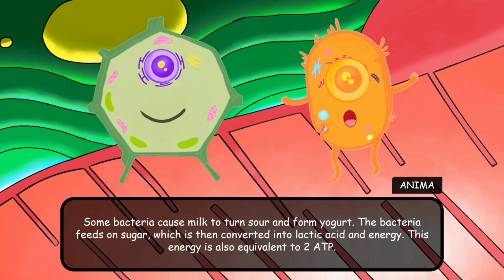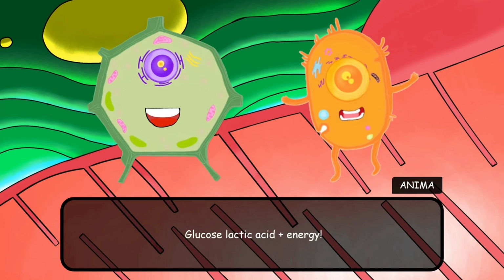Some bacteria can cause milk to turn sour and form yogurt. The bacteria feed on sugar, which is then converted into lactic acid and energy. This energy is also equivalent to 2 ATP. Glucose → lactic acid + energy.